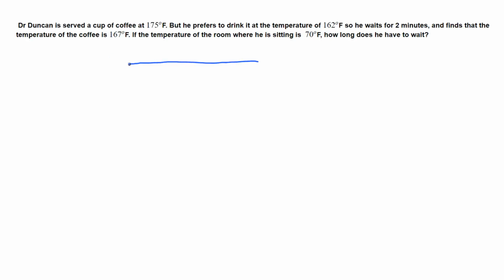Initially the temperature of the coffee was 175. He wants to drink at the temperature of 162. So he waits 2 minutes and finds that the temperature of the coffee is 167. So after 2 minutes, the temperature is 167. Let's say this is initial temperature T at 0, and this is temperature after 2 minutes. If the temperature of the room where he is sitting is 70 degrees, that's the temperature of the medium, which is constant all the time, 70 degrees.